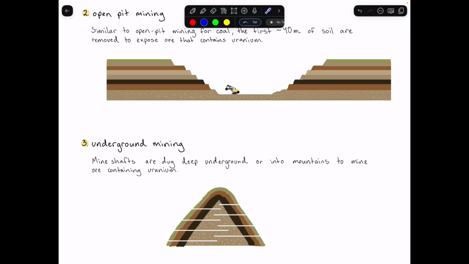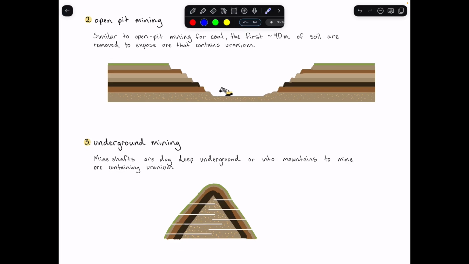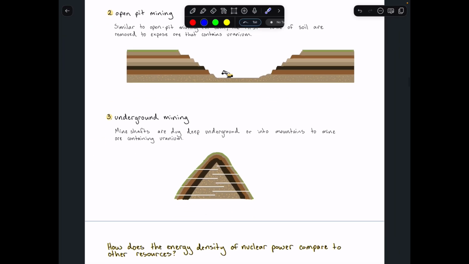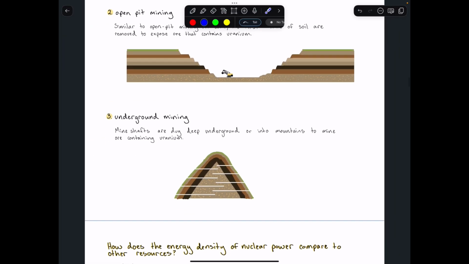Okay, great. Now, before we go into how a nuclear reactor works, there's one last thing that I wanted to cover. And that is, how does the energy density of nuclear power compare to other resources?